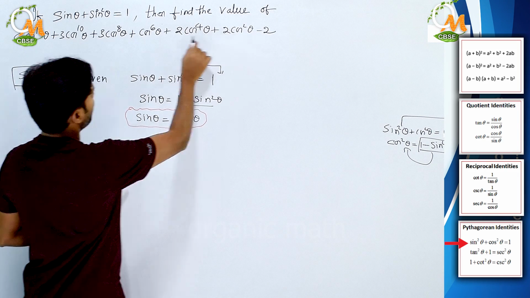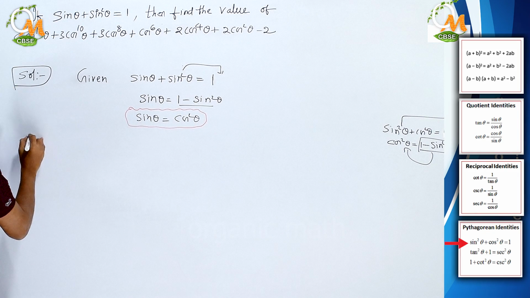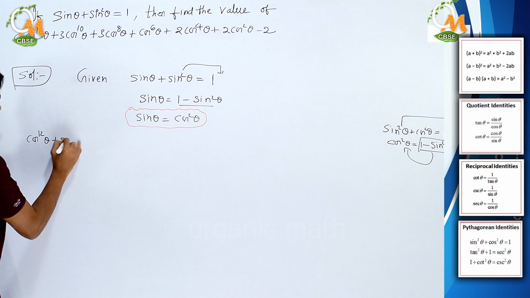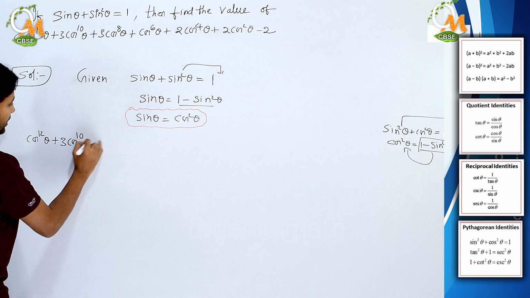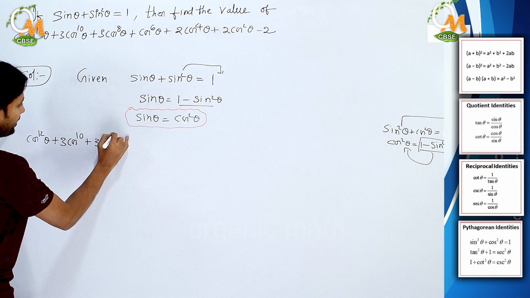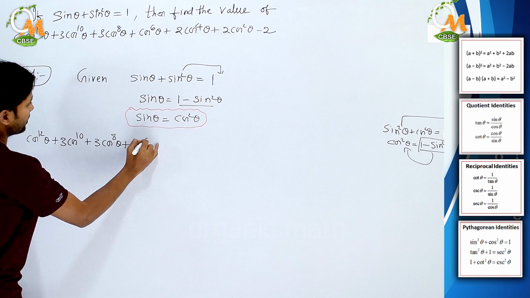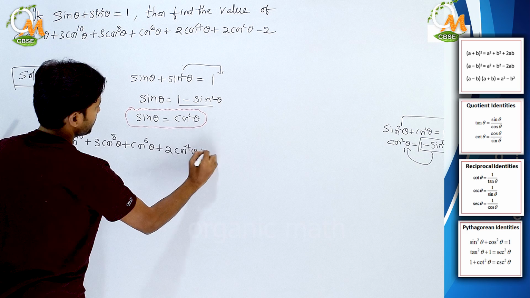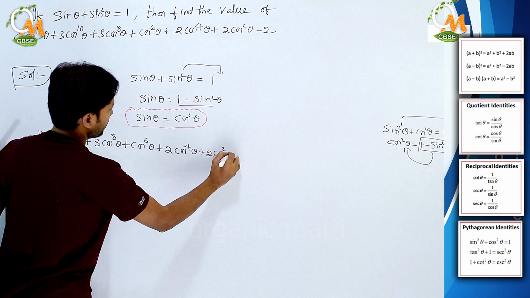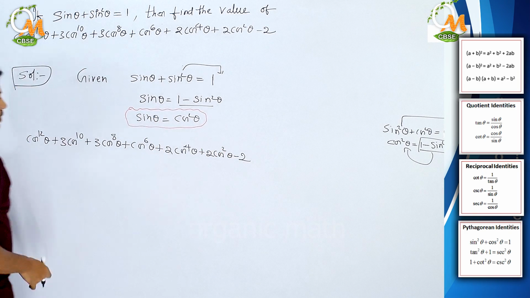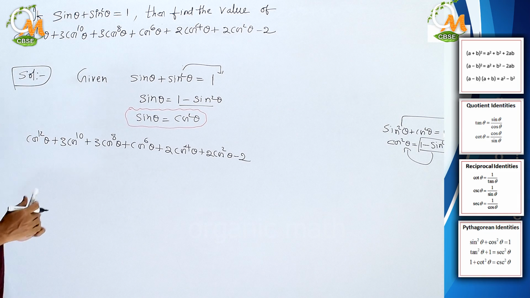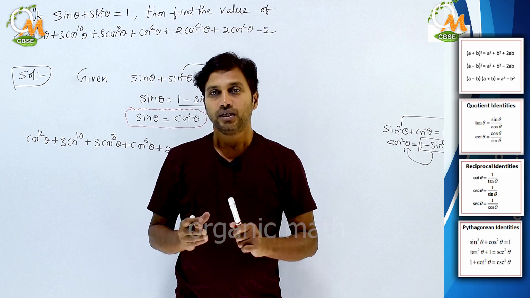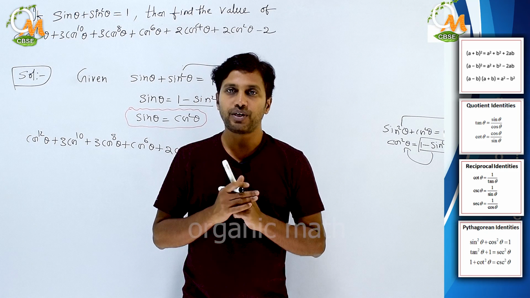We need to find out the value of this now. Write it down: cos^12 θ + 3 cos^10 θ + 3 cos^8 θ + cos^6 θ + 2 cos^4 θ + 2 cos² θ − 2. It looks like a very lengthy expression, but it's very easy to solve if you have a good grip over the algebraic identity (a + b) whole cube.